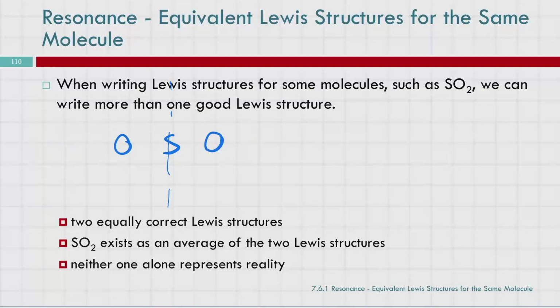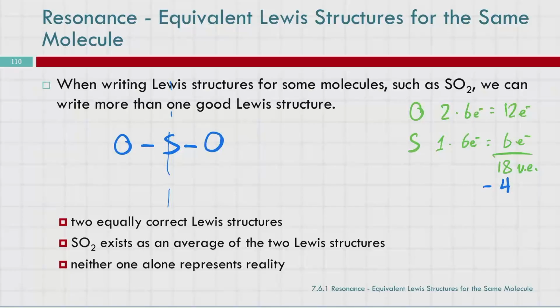And how many valence electrons do oxygen and sulfur have? 6. We've got 2 oxygens, we've got 1 sulfur, so 12 plus 6, we've got 18 valence electrons. To get everything connected, we just need 2 bonds. 2 bonds is 4 electrons. So we've got 14 remaining electrons.